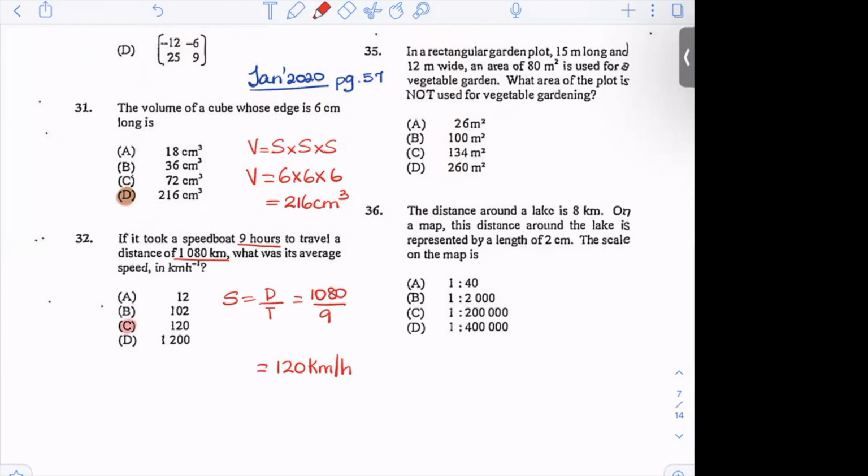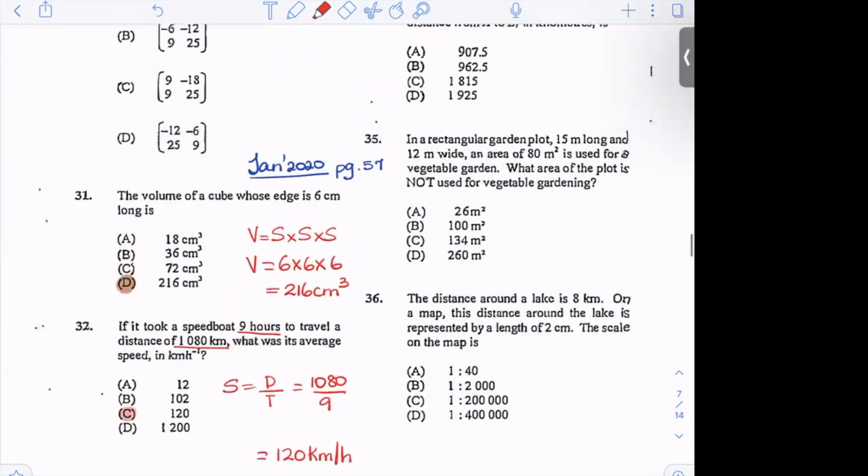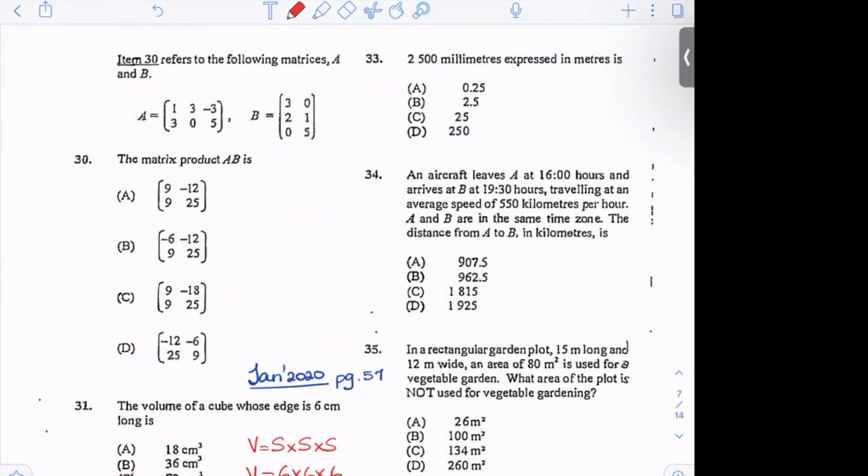Yes, ma'am. 250 millimeters expressed in meters. 1 millimeter is 1/1,000 meters. So 2,500 divided by 1,000, we will cross our zeros, and 25 divided by 10 is 2.5 meters. The answer, B as in boy.